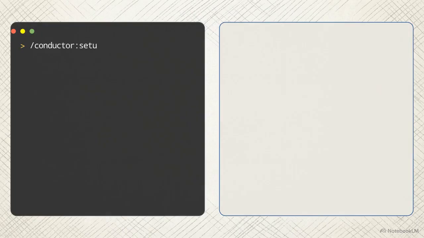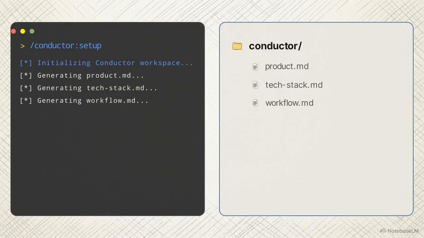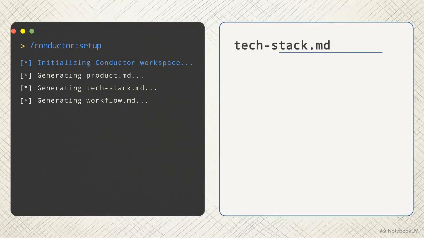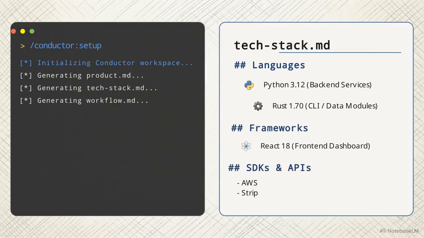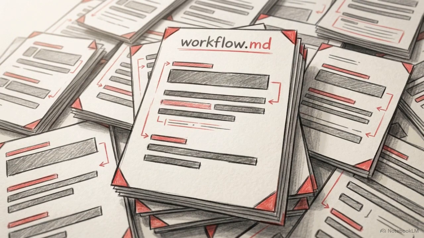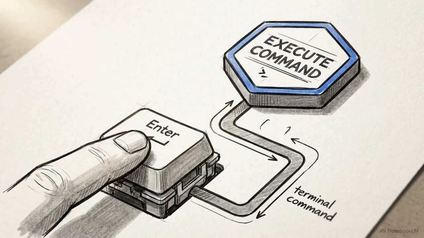As the command executes, a new directory appears in your file tree, containing core files like product.md, techstack.md, and workflow.md. The techstack.md file then populates with your specific languages, frameworks, and SDKs, providing a permanent reference point. These configuration files establish a set of rules that the AI is required to follow for the entire lifespan of the project. Establishing this shared context removes the need to manually re-explain your goals and tech stack in every new AI prompt.